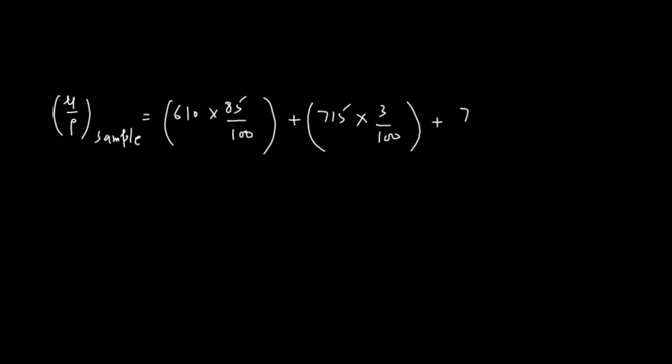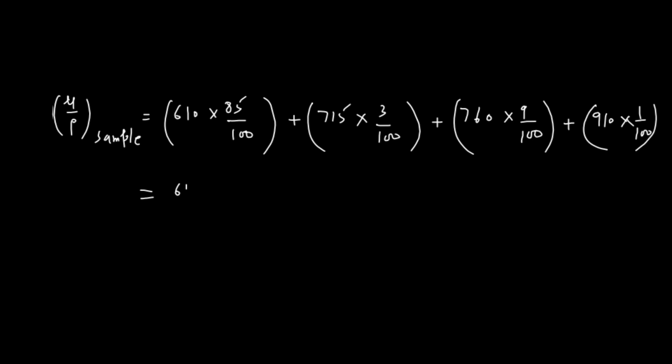So this value, 610 multiplied by 85 over 100, because it is a weighted average, right? You need to add this with your second element, nickel. Third is zinc, 760, and for zinc it is given. If you quickly solve this, it will give you 610 multiplied by 0.85 plus 715 multiplied by 0.03.